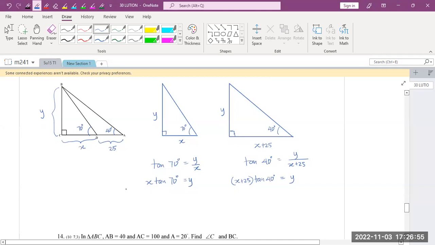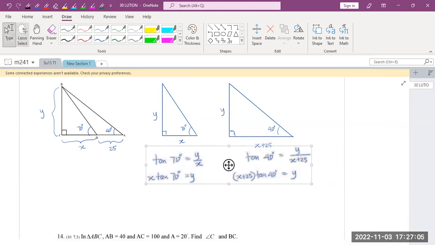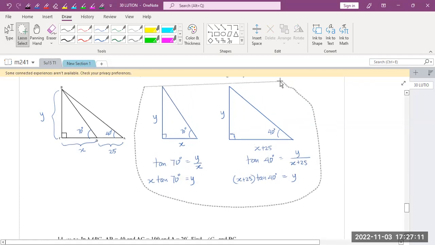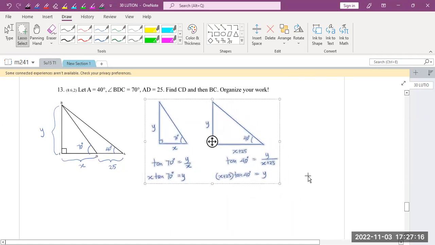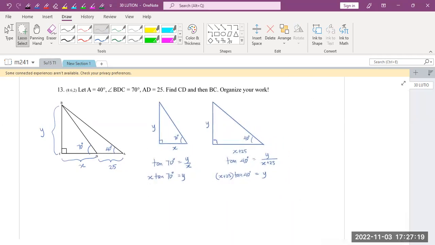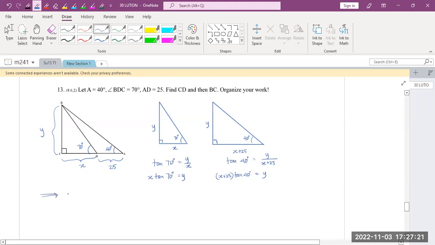Oops, I don't have that much space. Let me move this. Let's leave it there. Okay, that's smaller. Okay, now I will equate them. Let me continue here. So X tangent 70 degrees equals X plus 25 tangent 40 degrees.